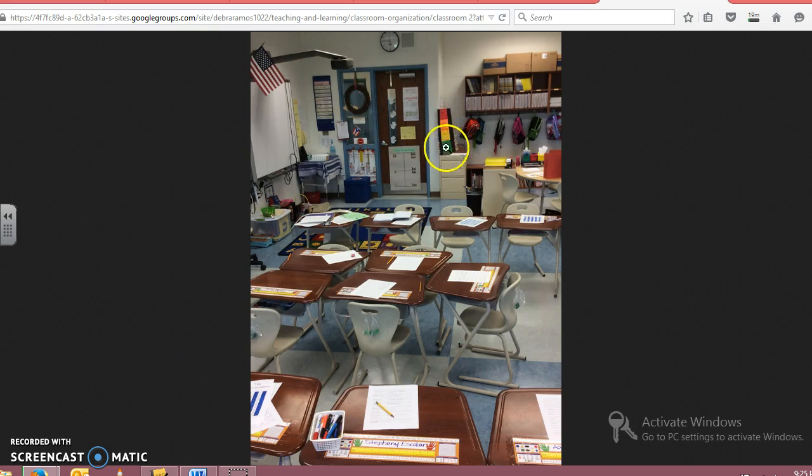Here's my classroom management behavior chart. I also have how are they feeling today.